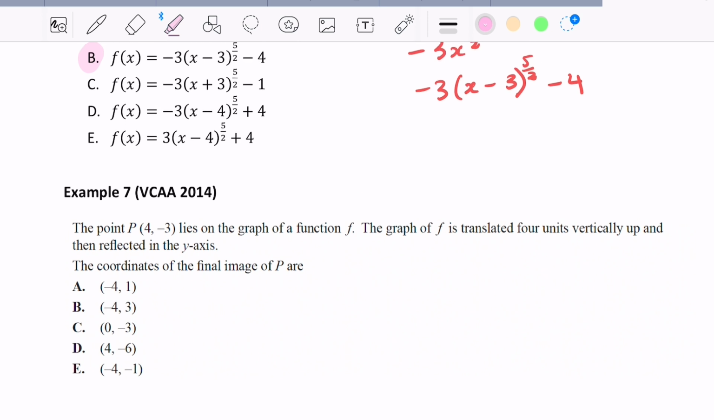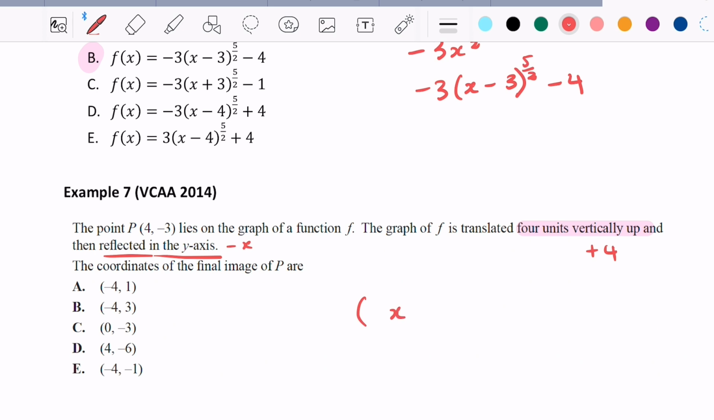Okay, example 7. The point P(4, -3) lies on the graph of a function. The graph of f is translated 4 units vertically up, so we're going to have a +4 at the end of the function, and then it's reflected in the y-axis. What's the coordinates of the image?